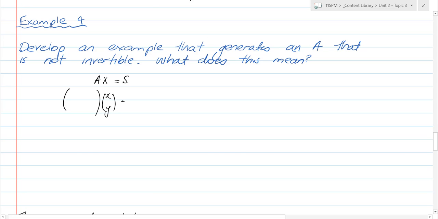6, 4, 3, 2. Does anybody want to support that or disagree with it? No, he's right.